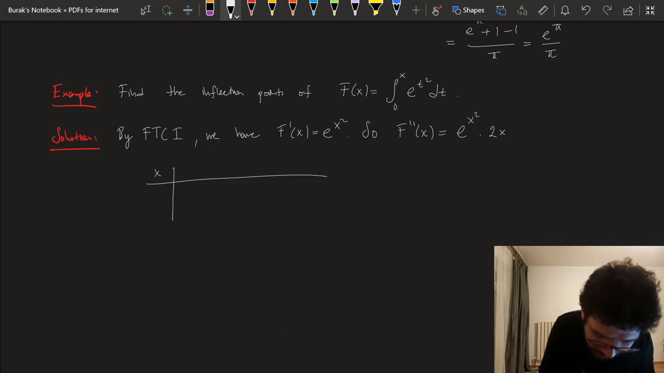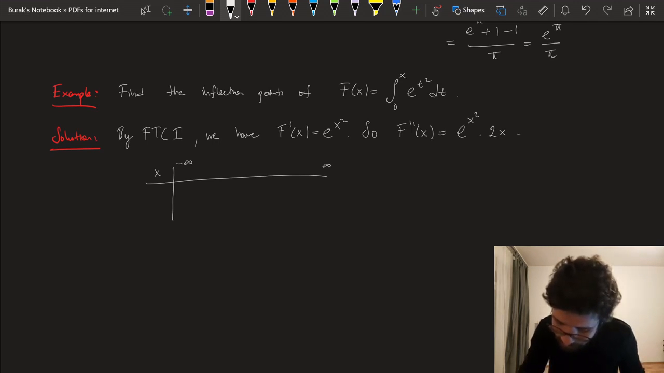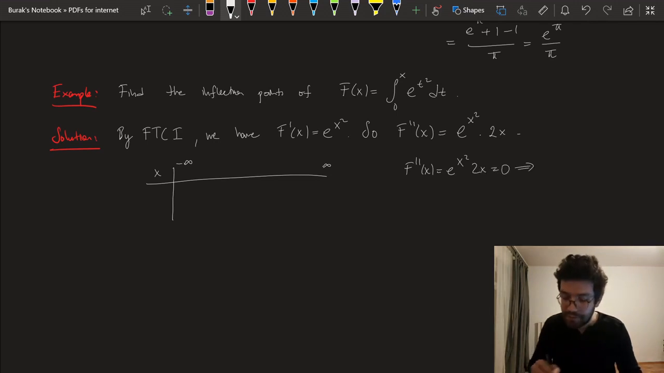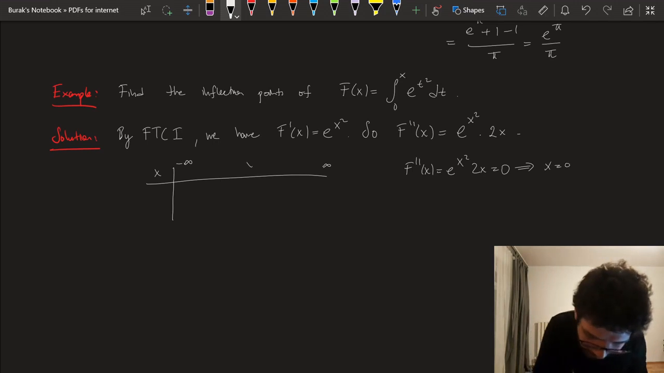So if you do this table that we've been doing, if you set the second derivative to 0, you'll get that there's only one point which makes that happen, and that's 0. So I have a potential inflection point.